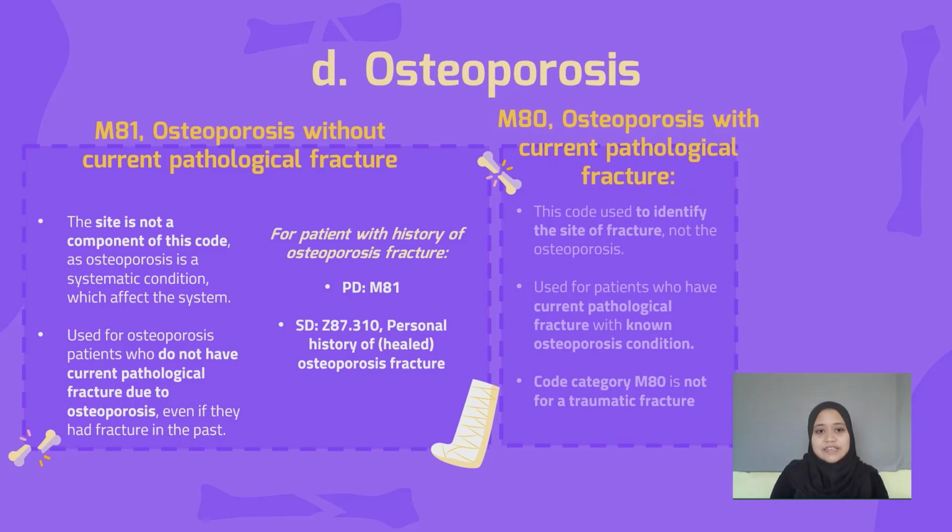The next guideline is for the condition of osteoporosis with current pathological fracture, for which the code used is from category M80. This category code is used specifically for patients who have a current pathological fracture with known osteoporosis at the time of an encounter. It is important to understand that a code from category M80 is not for a traumatic fracture, which means the fracture happened because the osteoporosis patient had a minor fall, and that fall would not usually break a normal and healthy bone.